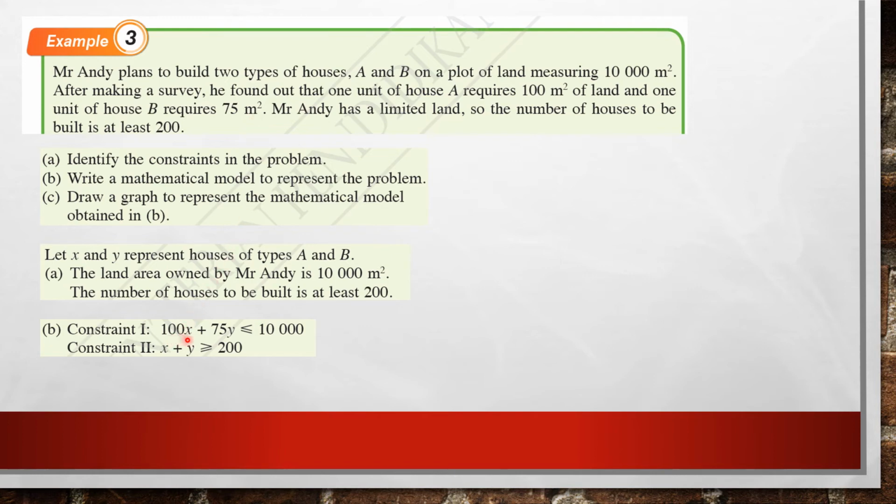So 100x, x just now you already know represents houses type A, plus 75y must be less than or equal to 10,000. This is for the first constraint. For the second constraint, the number of houses to be built is at least 200. That means the number of A and number of B should be at least 200, he can build more than 200. So x plus y is greater than or equal to 200.